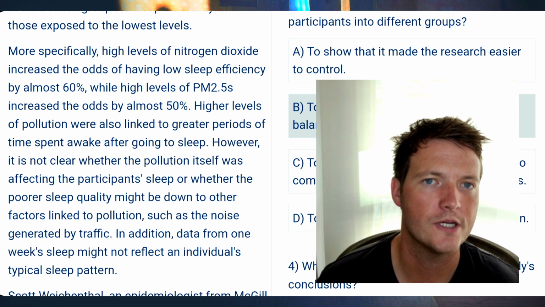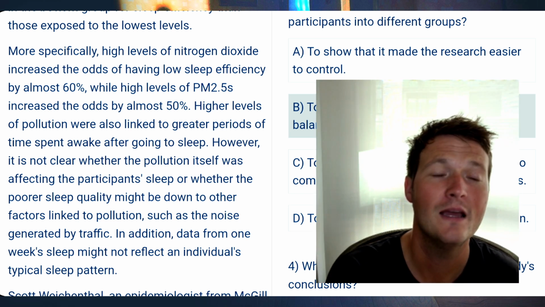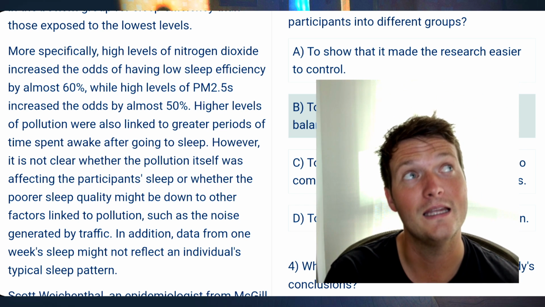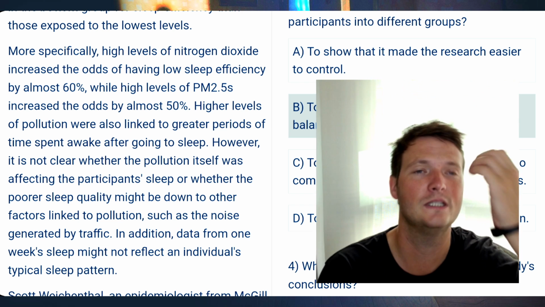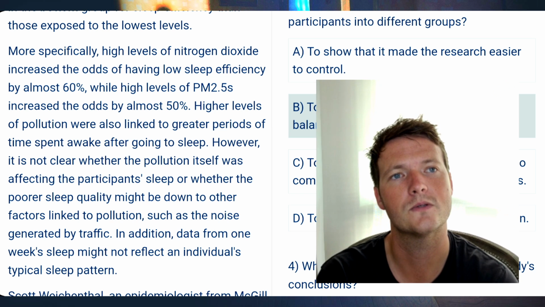But yeah, I think he's suggesting that one week isn't enough. I mean, everyone can have a bad week or a good week. Also, noise from traffic. If there's a lot of pollution, there's also a lot of traffic. If you're living in the centre of a city, I suppose he doesn't say this, but there's a lot more unnatural light coming into your house and stuff like that.